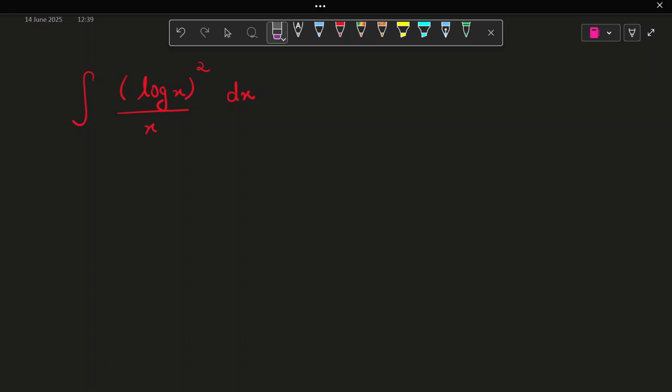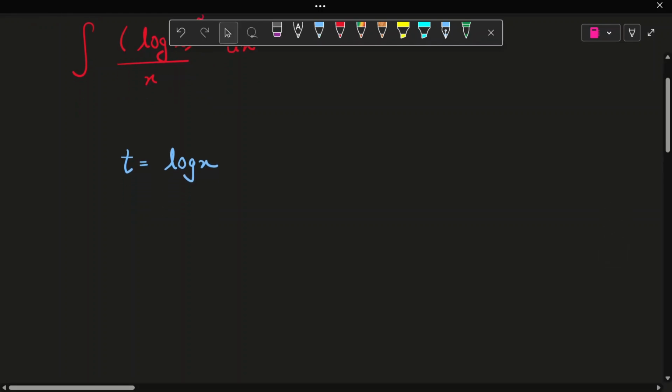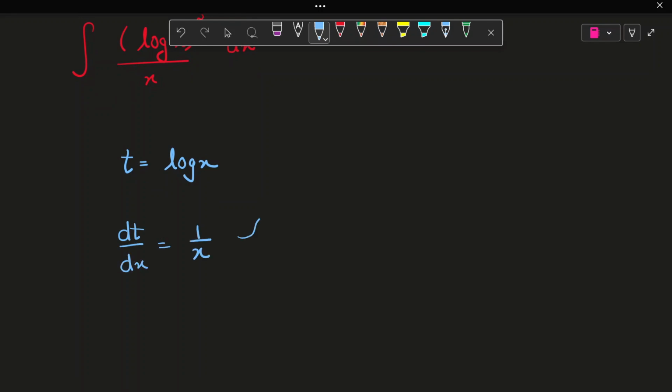So in this question we've been asked to integrate this function, which is the integral of (log x) whole squared over x dx. Now the thing that we'll do is assume this log x as t. You'll get to know why we did that. And if we differentiate both sides with respect to x, it would be dt over dx equals 1 over x. And if we solve it further, we'll get dx equals x times dt. This is one of our equations.